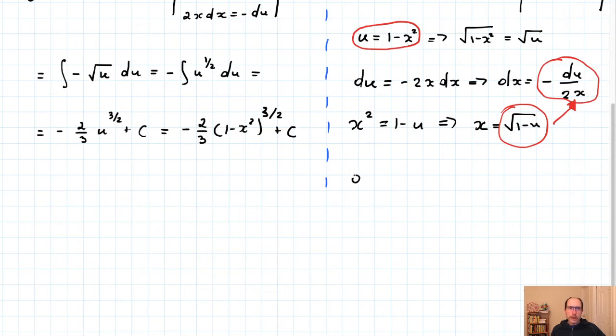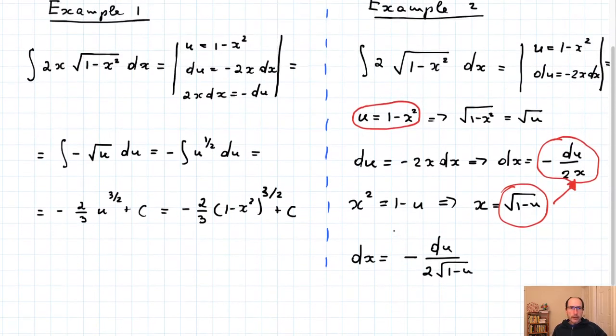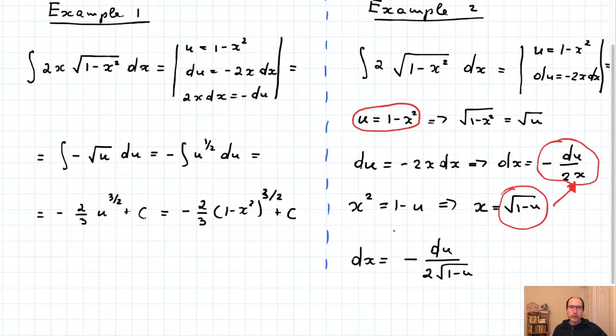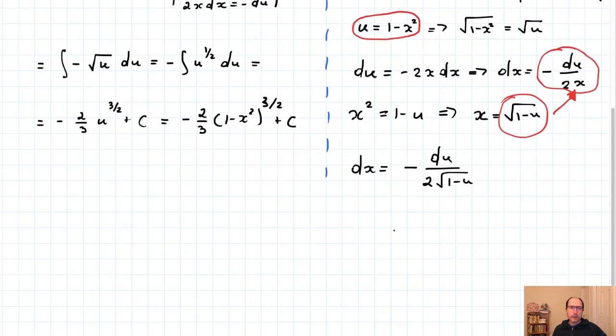So then what we get is dx equals negative du divided by 2 times the square root of 1 minus u. Okay, so at this point we can complete our substitution, and I will rewrite the integral.